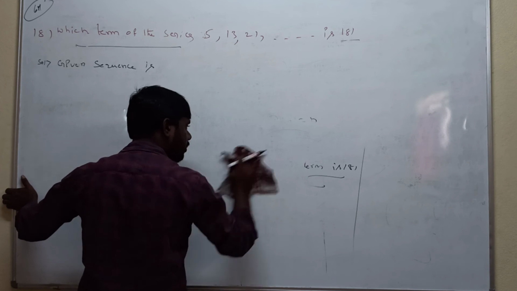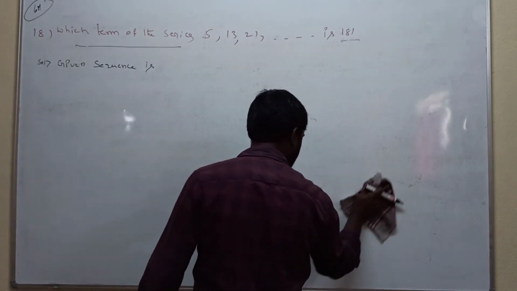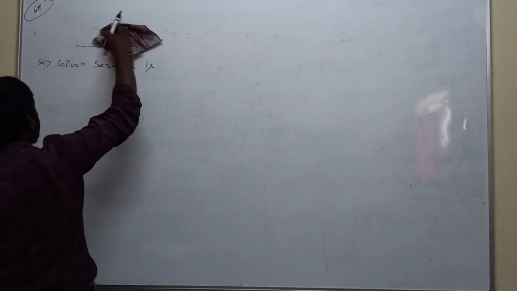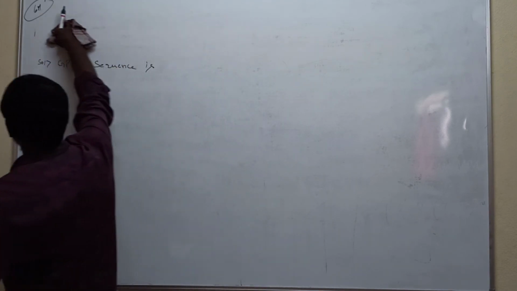Don't get confused about what they have given. First of all, you should understand the question, what they are asking. You have to understand it easily. After that, you can solve the question. Next, question 19.